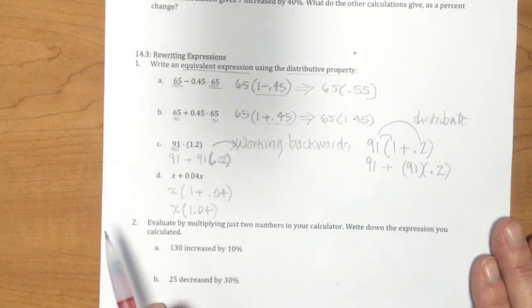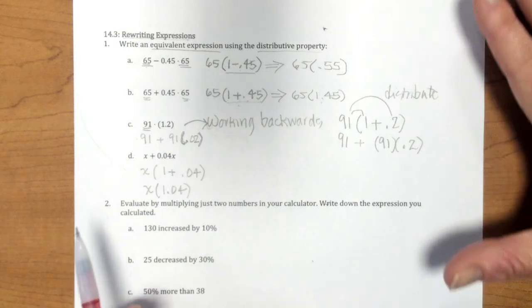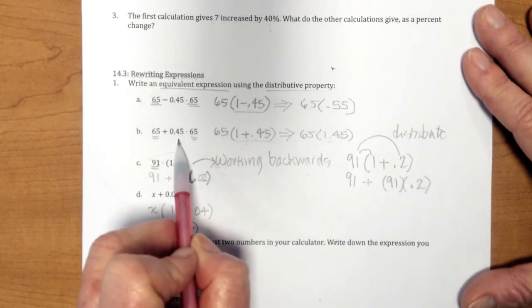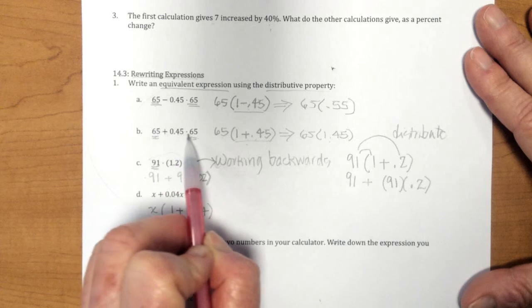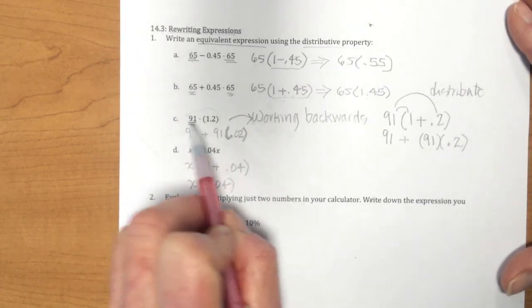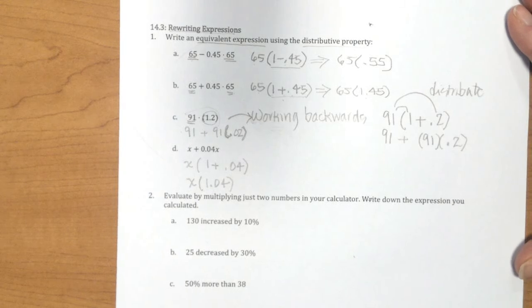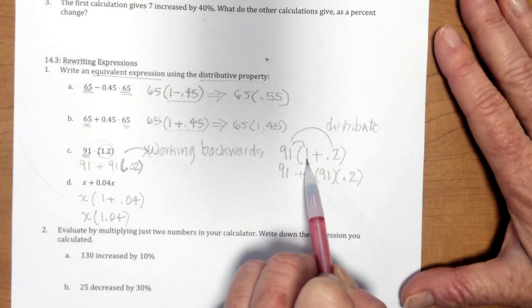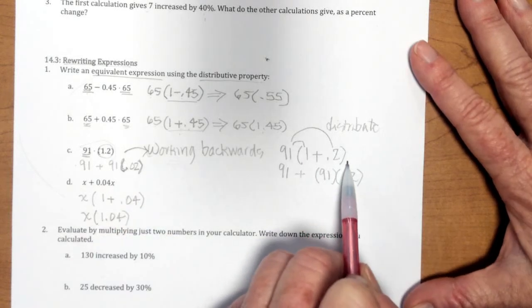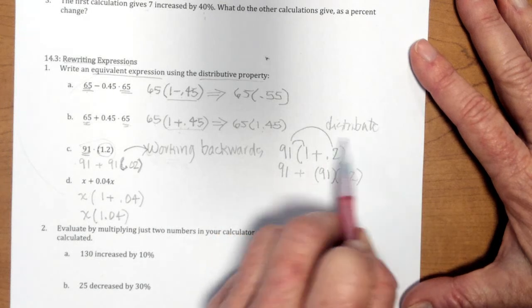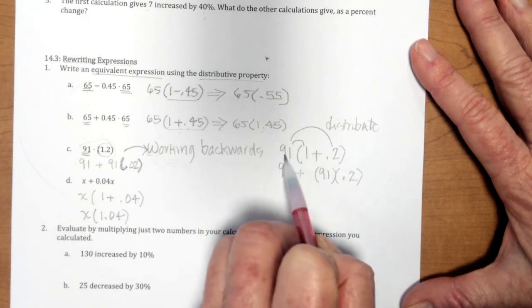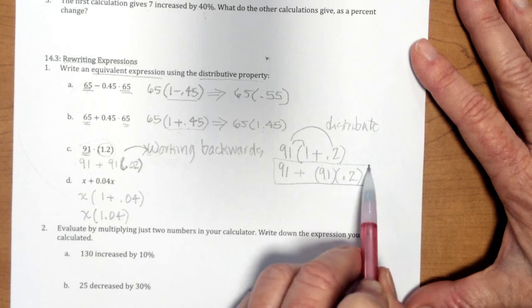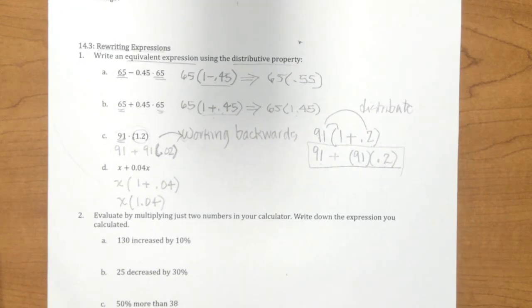This one was a little tricky. I was hoping that you would get that. So what I did was, you're working backwards. This is the final result. So if I think about what I was doing up here, I had two numbers, 65 and 65. So the same thing, 91. So how can I write 1.2? Well, I can take 91 and I can rewrite 1 and 2/10 as 1 plus 2/10. And then if you distribute, 91 times 1 is 91. 91 times 2/10 is 91 times 2/10.